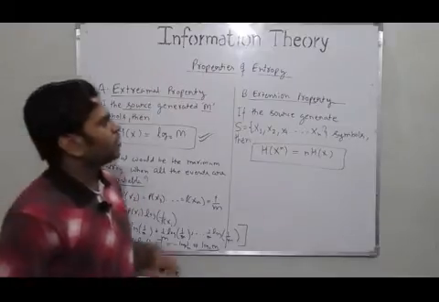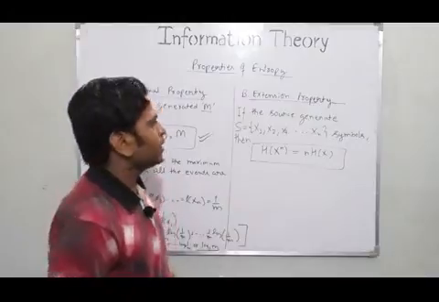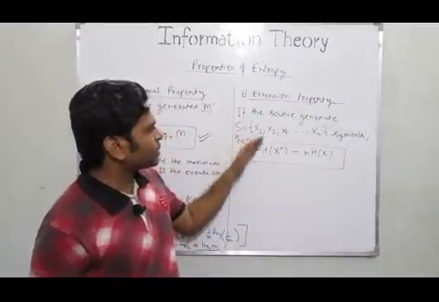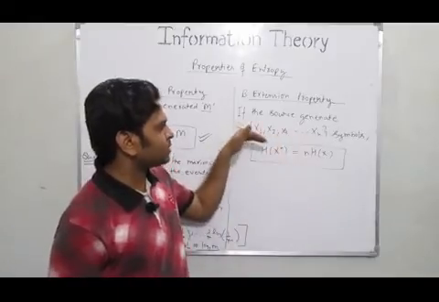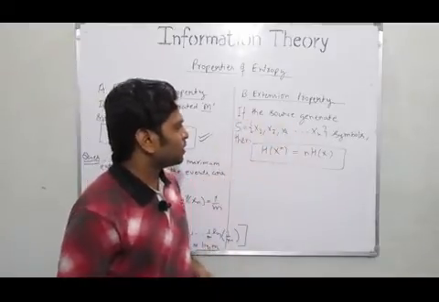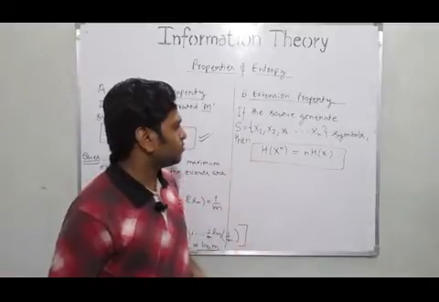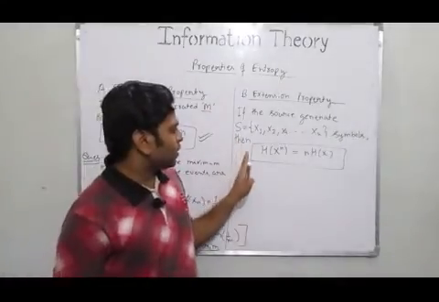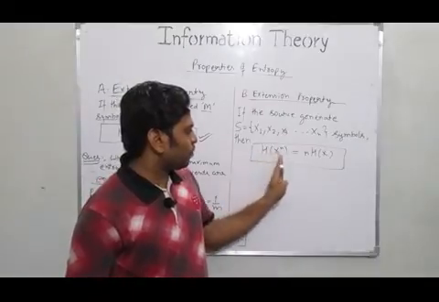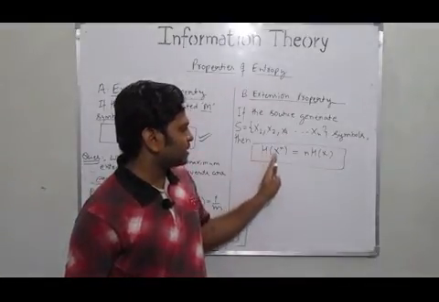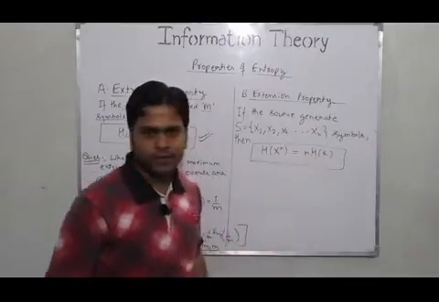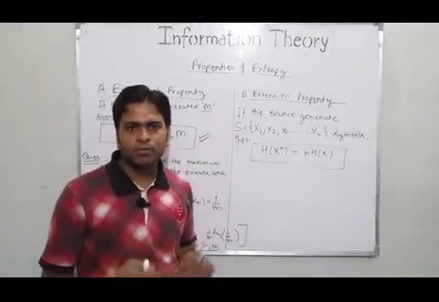But when we look at the extension property, it says that if the source S is equal to x1, x2, x3, up to xn, that is, all different events with different probabilities, then the entropy would be given as H(x raised to power n) is equal to n into H(x). Fine? And how can we solve a problem using this property?